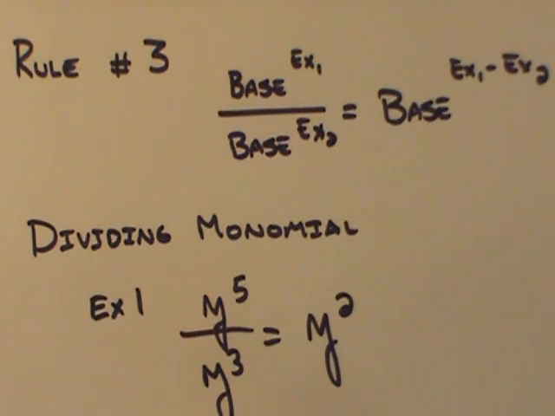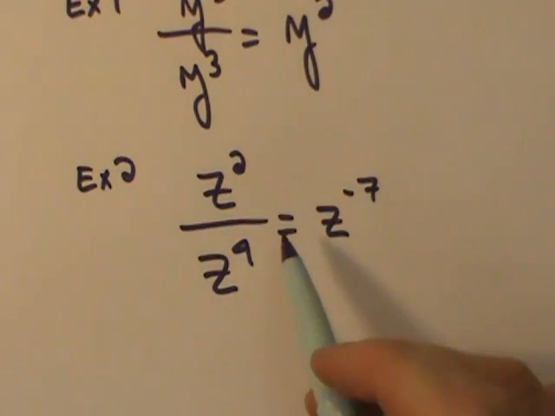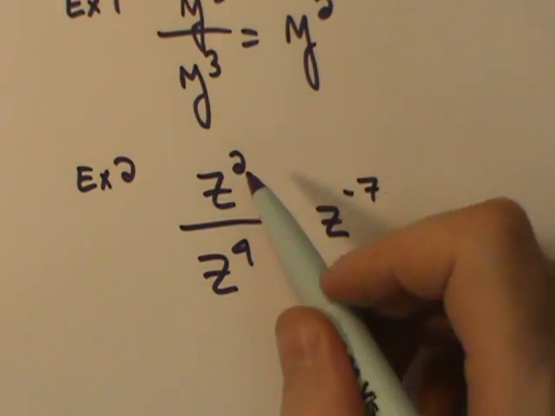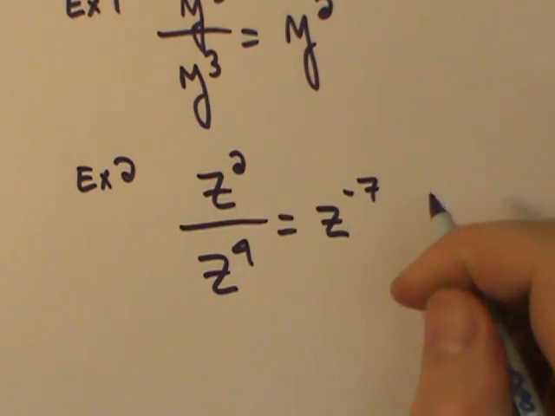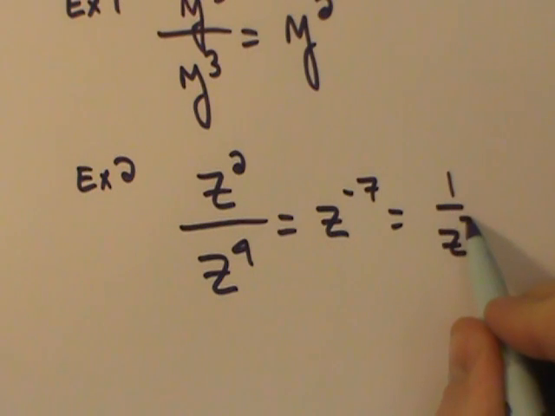And so I'll run into a quick example 2 here. If I had z to the 2nd over z to the 9th, the rule is that you would say z to the 2 minus 9, 2 minus 9 of course is negative 7. You're not allowed to have an answer with a negative exponent. And so you would have to then say, because this was z squared over z to the 9th, 2 minus 9 was negative 7, you'd have to say that that is 1 over z to the 7th.